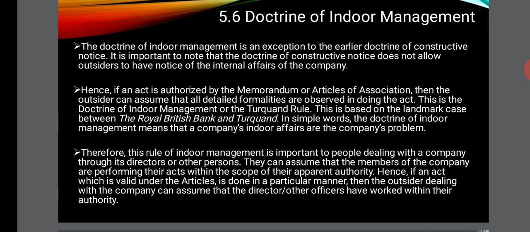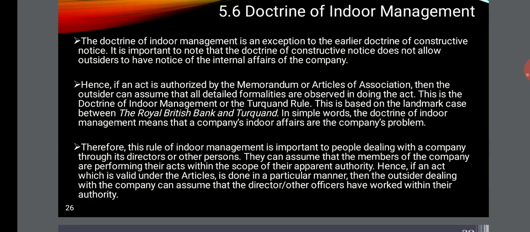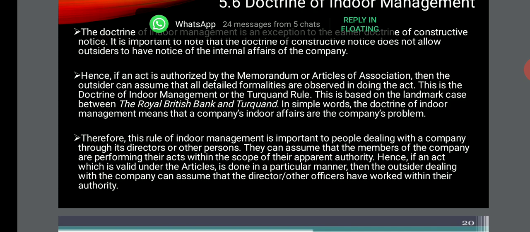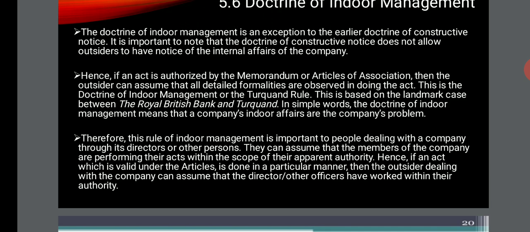Turquand rule. This is based on the landmark case between the Royal British Bank and Turquand. In simple words, the doctrine of indoor management means a company's indoor affairs are the company's problem. Therefore, the rule of indoor management is important to people dealing with a company through its directors or other persons. They can assume that the members of the company are performing their acts within the scope of their apparent authority. Hence, if an act which is valid under the articles is done in a particular manner, then the outsider dealing with the company can assume that the director or other officers have performed within their authority.